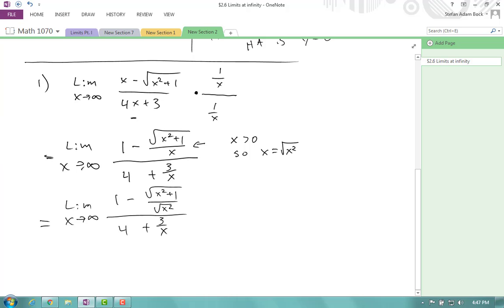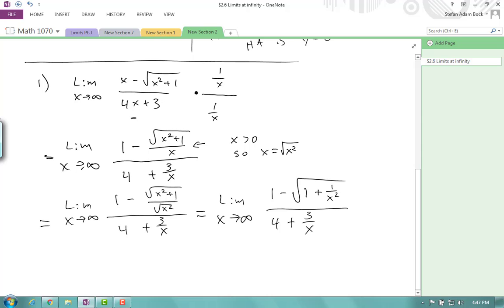Now this has the advantage of allowing me to combine my square roots because they're related to each other by multiplication or division. Square roots will not distribute across addition or subtraction, but they will work across multiplication and division. So here I have the limit as x goes to infinity of 1 minus a big square root. x squared over x squared is 1, plus 1 over x squared, all over 4 plus 3 over x.